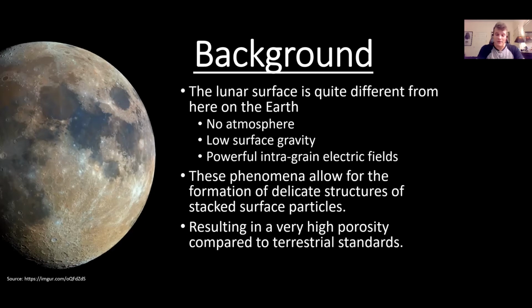Quick little additional background here on the lunar surface. It's very different than here on Earth. Obviously, there's no atmosphere. The surface gravity is about 1/6 of that of Earth, and there's powerful intergrain electric fields, mostly due to intense UV flux, due to lack of atmosphere, high bombardment due to electrons and other charged particles, due to the lack of a magnetic field. And all these things kind of build up together to create these very high porosities, a very delicately structured material that's kind of stacked up on top of each other. Think dust bunnies in the corner of your room or something like that.